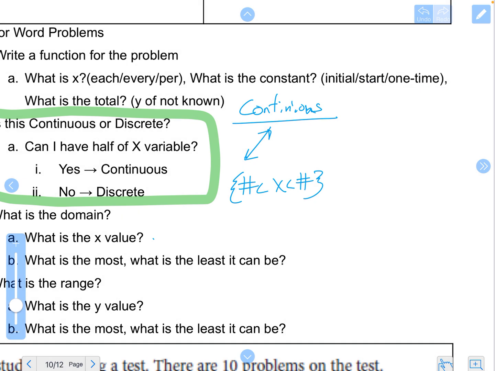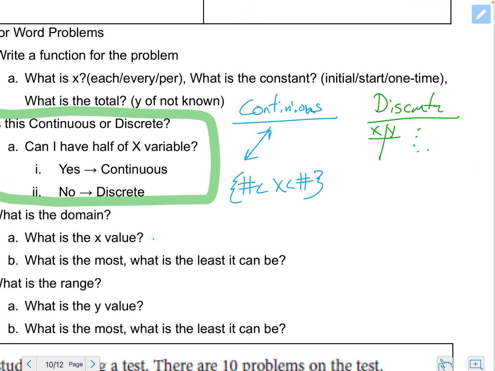Discrete is going to be a list. It's going to be a table. It's going to be dots. And we're going to just simply list out our numbers. So 1, 2, 3, 4, 5. And so those are kind of the differences.